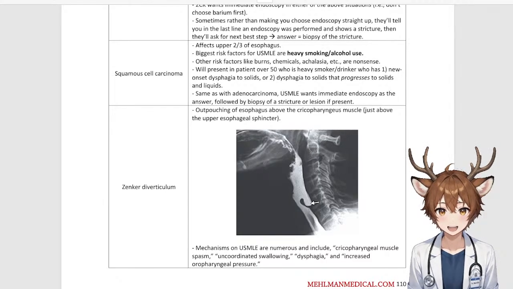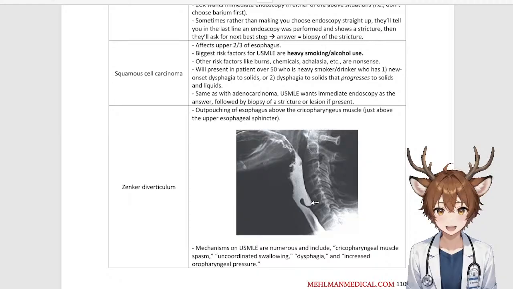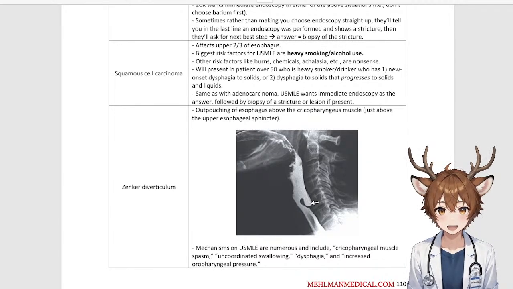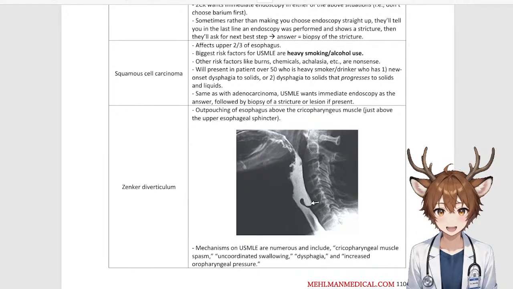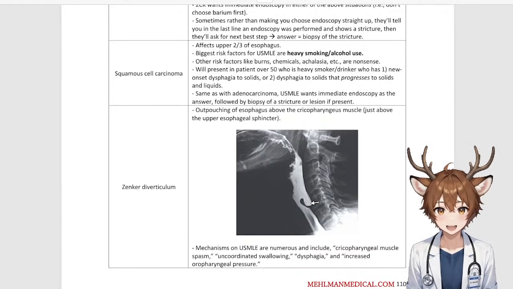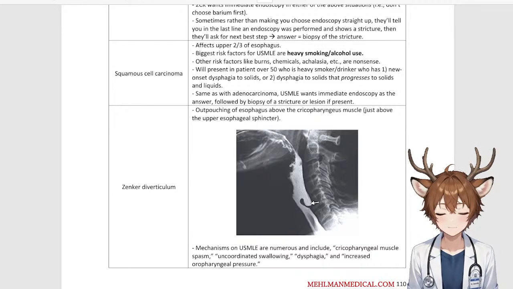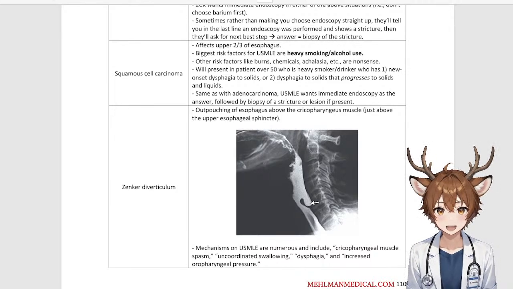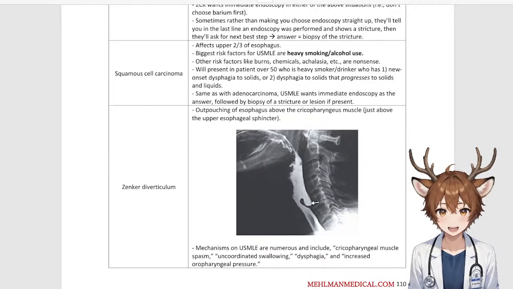Squamous cell carcinoma affects the upper 2/3 of the esophagus. Biggest risk factors for USMLE are heavy smoking and alcohol use. Often risk factors like burns, chemical exposure, achalasia, etc. are nonsense. Will present in patients over 50 who are heavy smokers/drinkers who either 1, have new onset dysphagia to solids, or 2, have dysphagia to solids that progresses to solids and liquids.